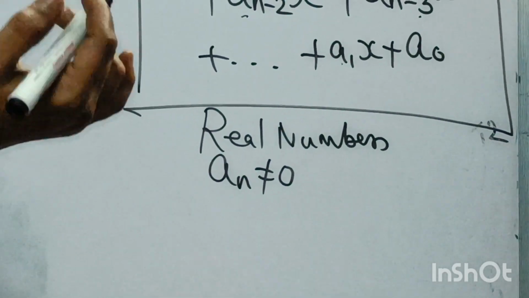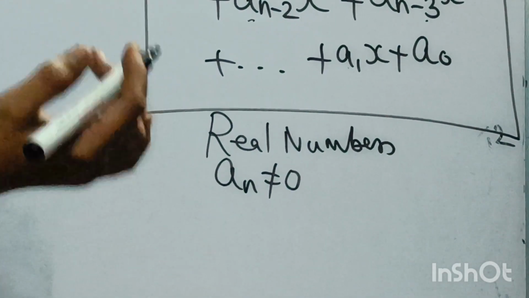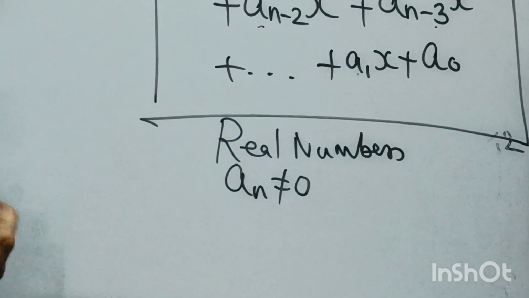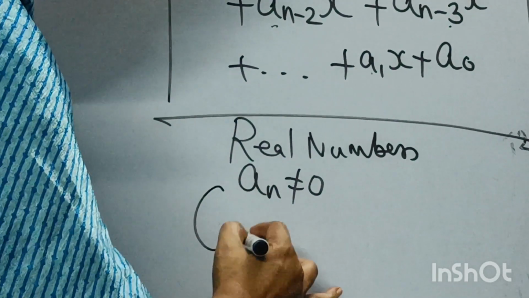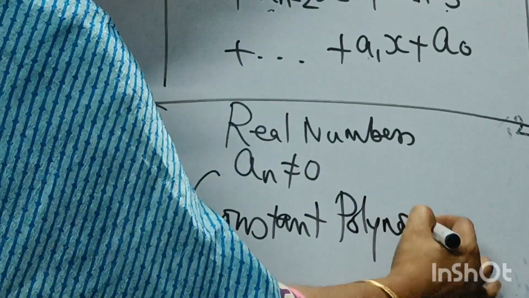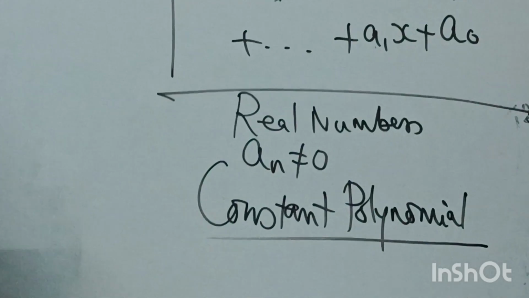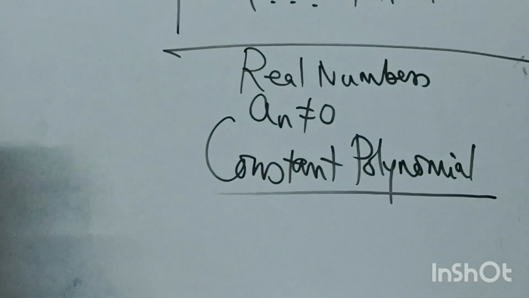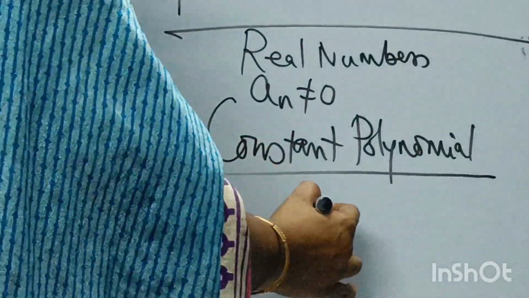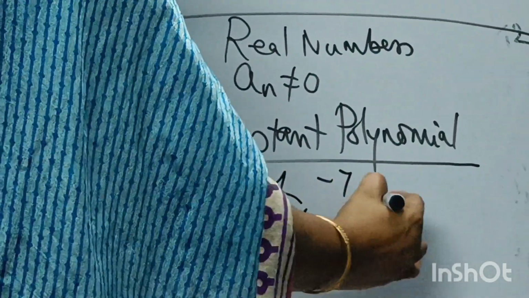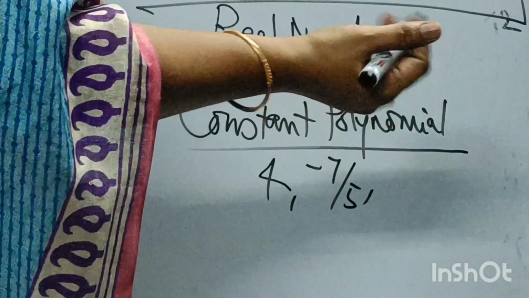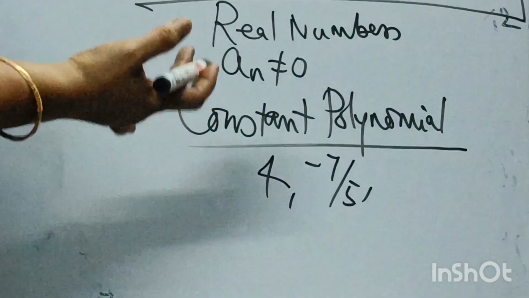So we have the polynomial in one variable with respect to y. We have a polynomial in one variable with respect to x also. And we have the constant polynomial. What is meant by a constant polynomial? A constant polynomial is of degree 0. For example, all the real numbers, all the fractions, all the negative fractions, rational and irrational numbers, are also called constant polynomials, and they are of degree 0.